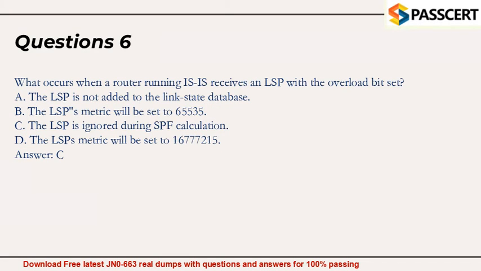Question 6. What occurs when a router running IS-IS receives an LSP with the overload bit set? A. The LSP is not added to the link state database. B. The LSP's metric will be set to 65,535. C. The LSP is ignored during SPF calculation. D. The LSP's metric will be set to 16,777,215. Answer: C.